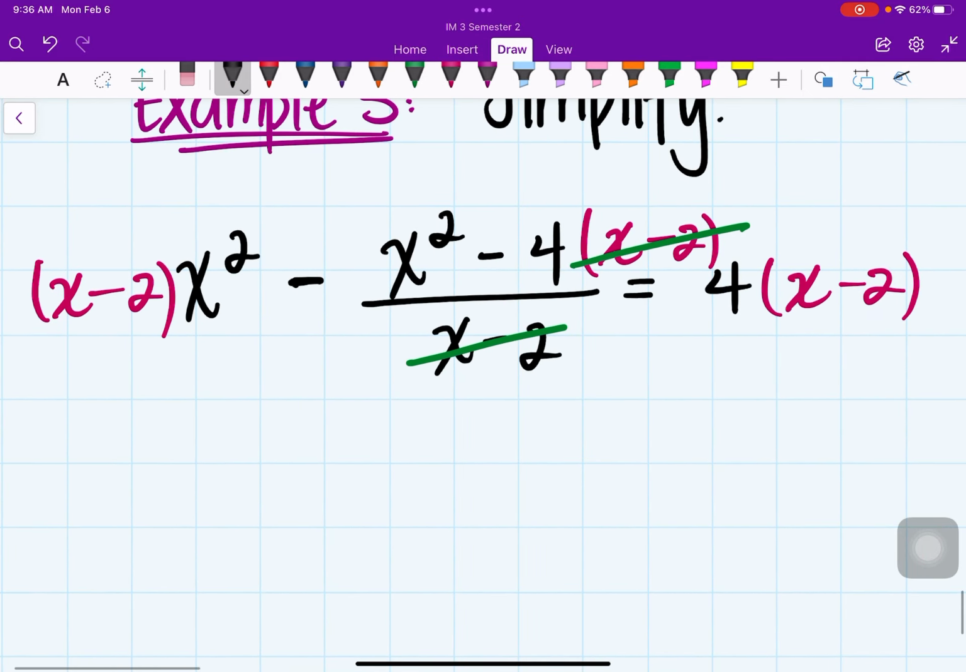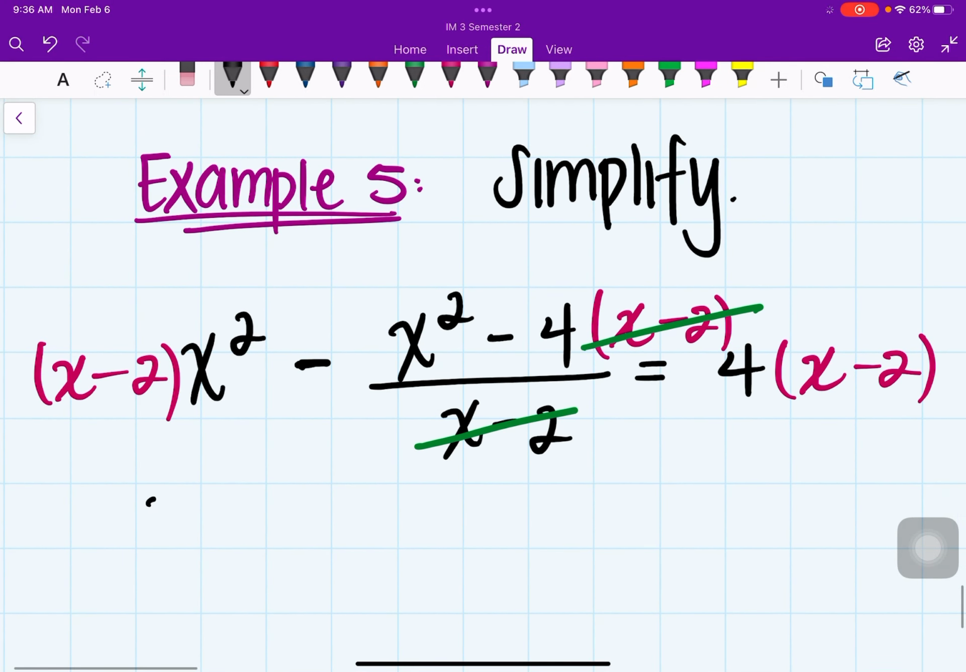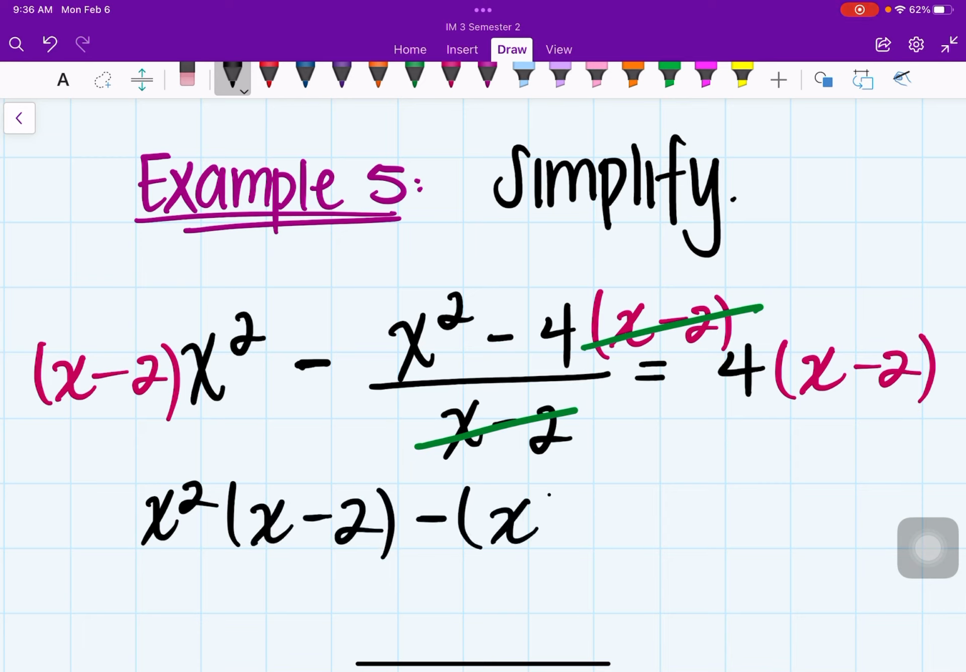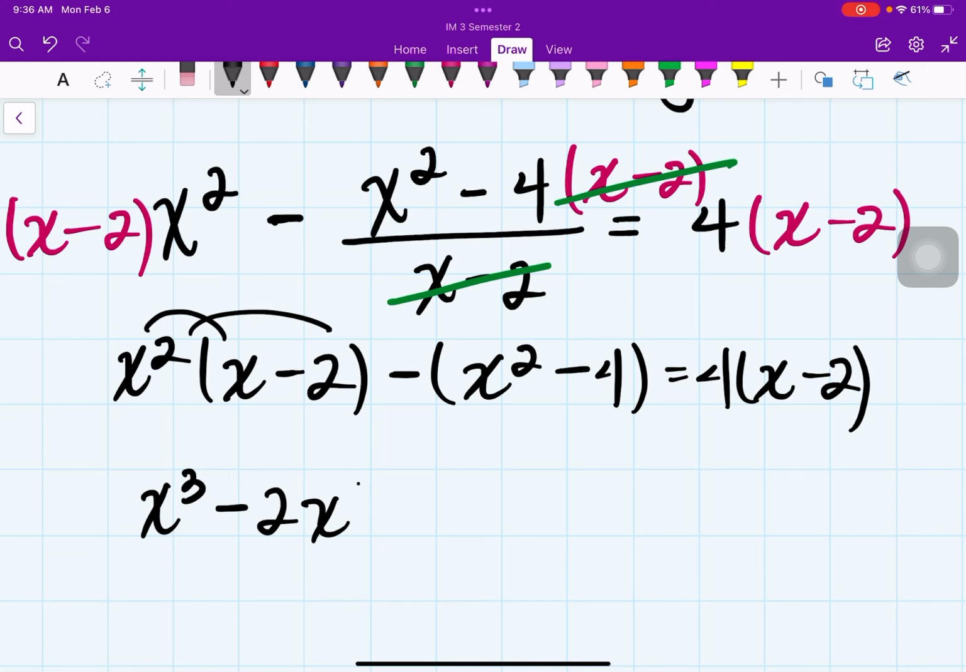I have an x squared times x minus 2, minus x squared minus 4, equals 4 times x minus 2. All right, so then let's go ahead and multiply that out. Let's distribute. That gives us x cubed minus 2x squared.